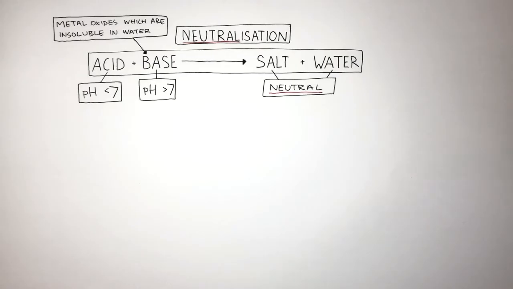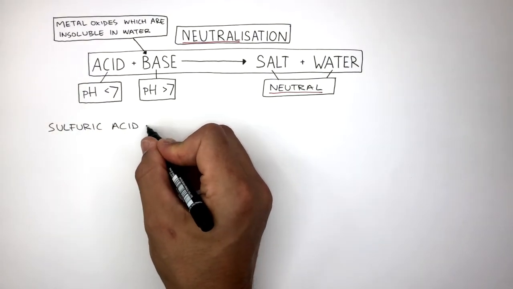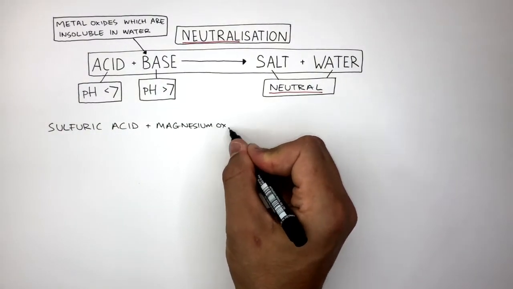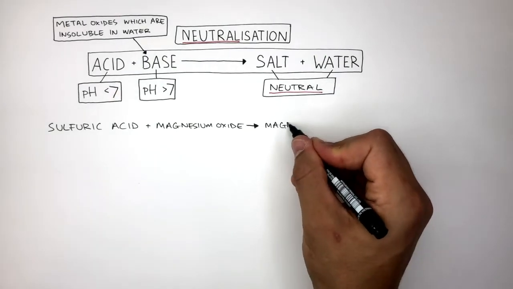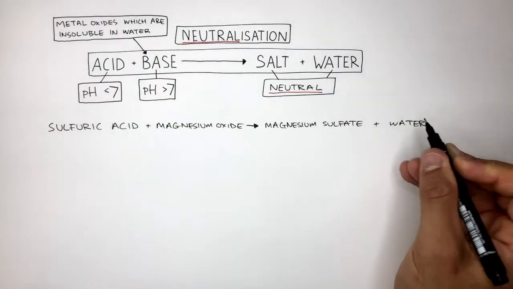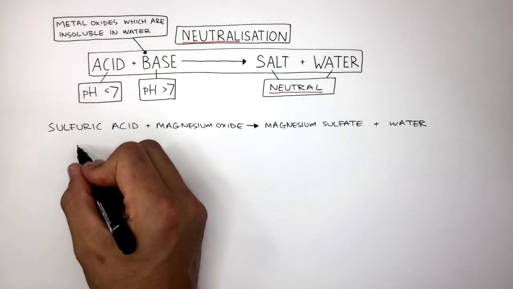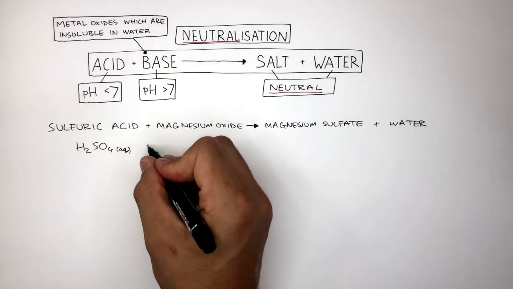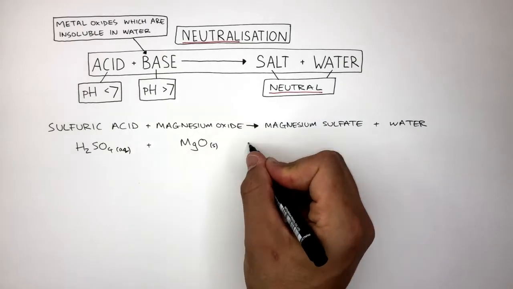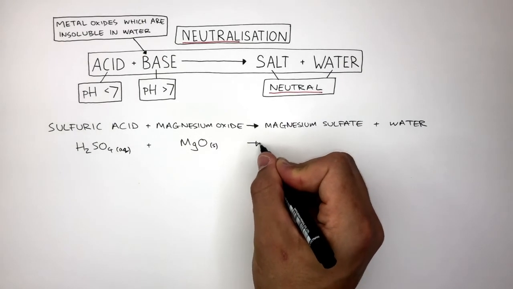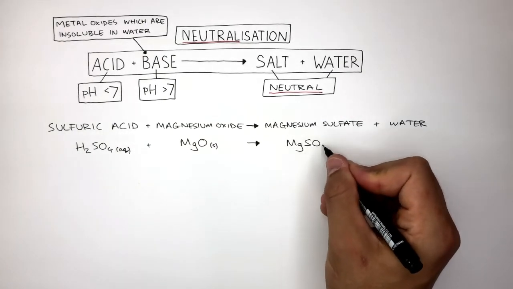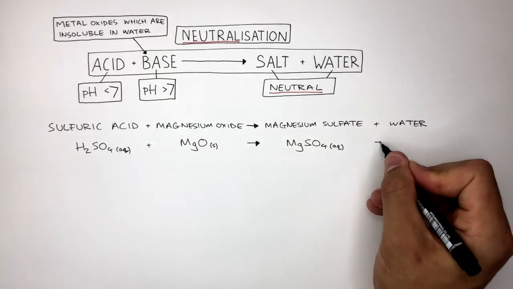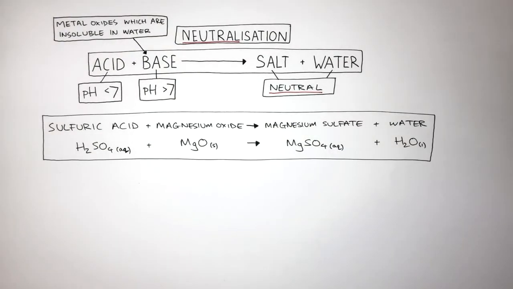We're now going to focus on an example of a neutralization reaction, which is sulfuric acid reacting with magnesium oxide to form magnesium sulfate and water. And the balanced symbol equation is H2SO4(aq), for aqueous, plus MgO(s), s for solid, reacts to form MgSO4(aq), for aqueous, plus H2O(l), l for liquid.